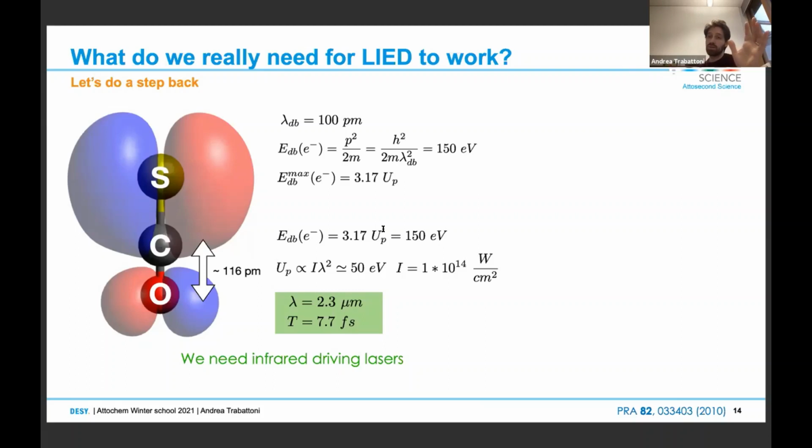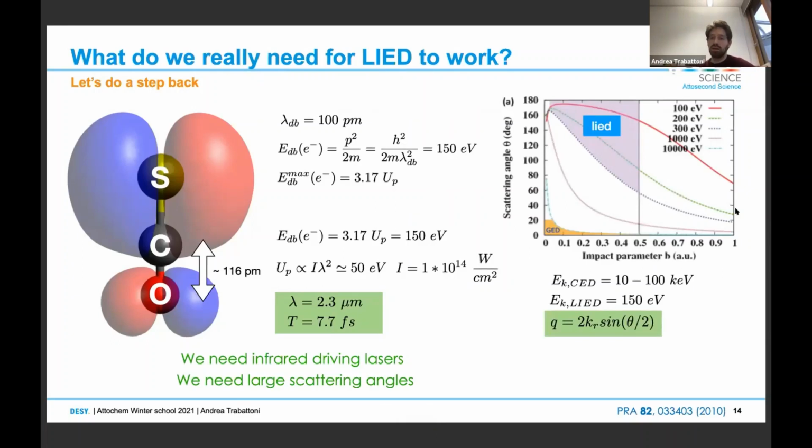So to be conservative, you should stay in the 10 to the 14 or 10 to the 15 and try to increase the wavelengths. If we stay really conservatively in a range of 10 to the 14 watts per centimeter squared for the intensity, in order to have 50 electron volts for the ponderomotive energy, we need a lambda around 2 micron. So the take-home message is that the first ingredient for LED to work is that we need infrared driving lasers to have the spatial resolution. But this is not the only ingredient.